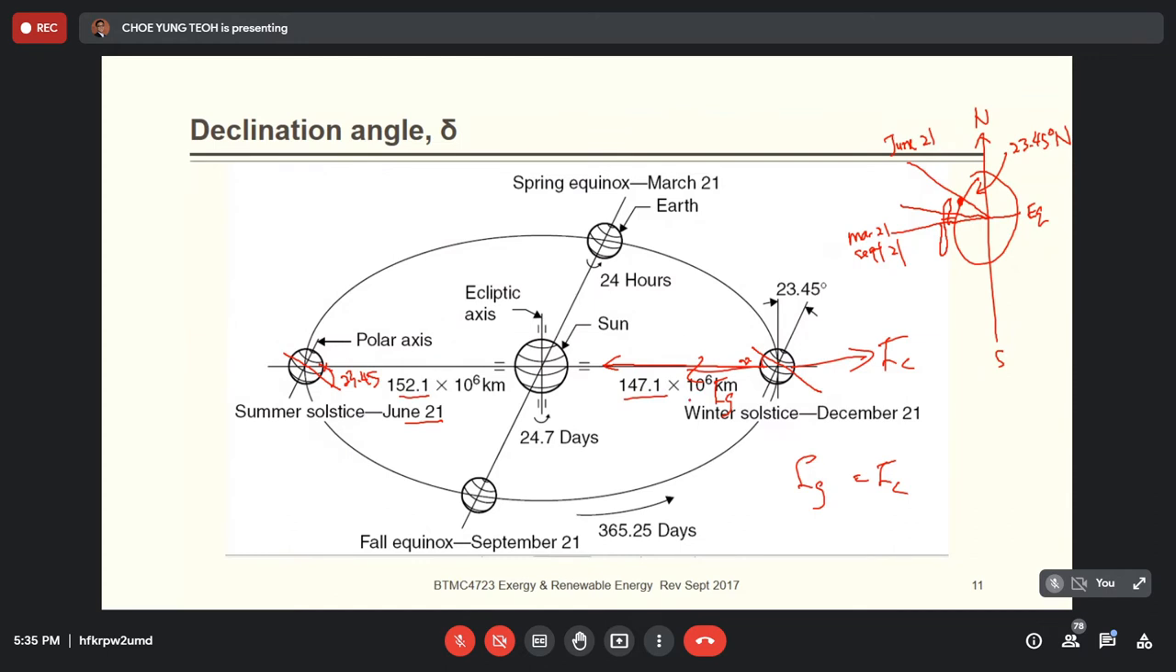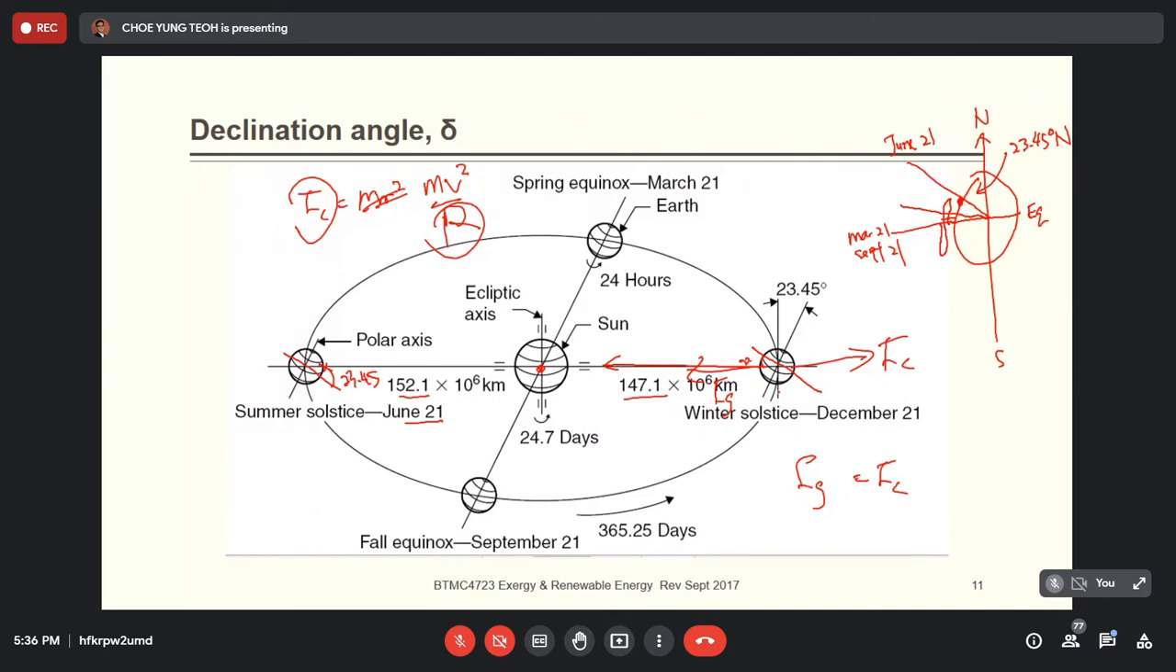Okay, but you see that the distance is different. And the centrifugal force should be mv squared over r. Sorry, not mr squared, mv squared over r. It means that the centrifugal force depends on the distance from the center. So in some cases, when the Earth is closer to the Sun, you need to move faster to create a centrifugal force equal to the gravitational force.